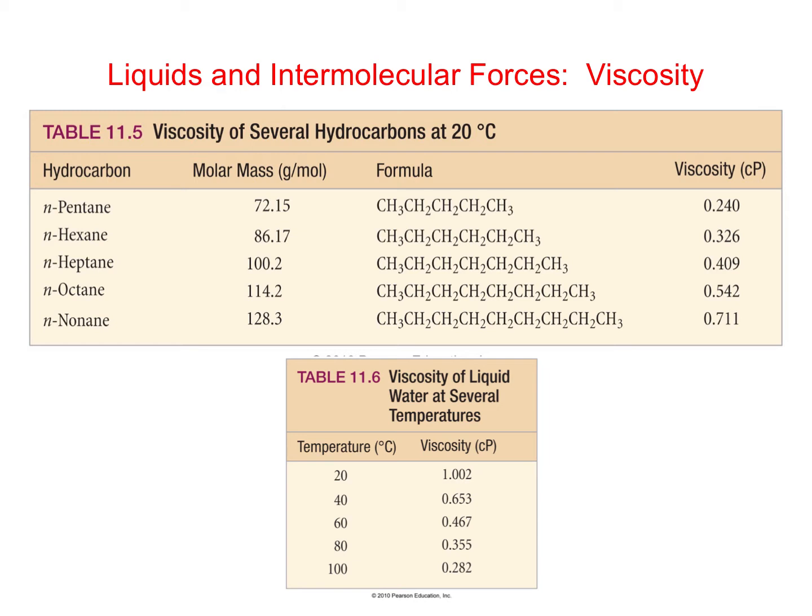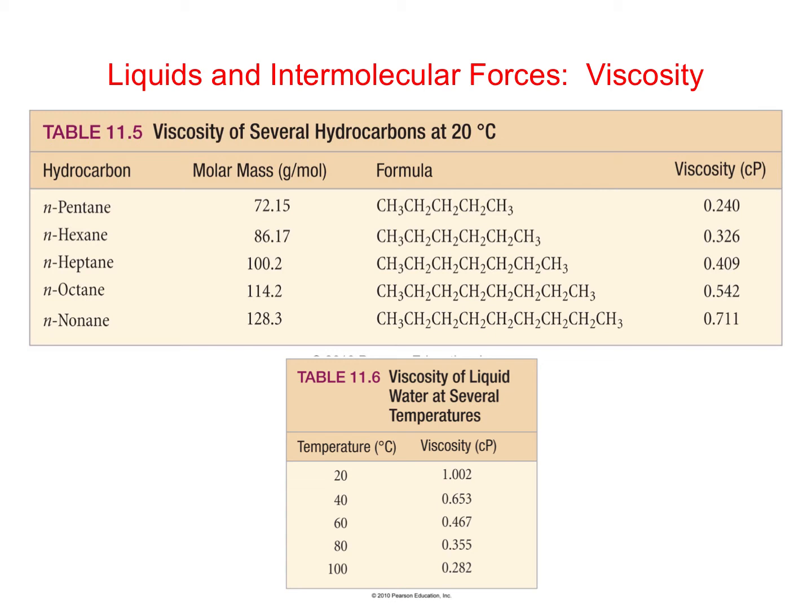Another property that we can relate to intermolecular forces is viscosity. The viscosity of a fluid is the ease with which that fluid flows. An example of something that's more viscous is something like maple syrup, right? It's really thick and it flows very slowly. That would be something with a high viscosity. And so the more the molecules want to stick together, the higher the viscosity is going to be.